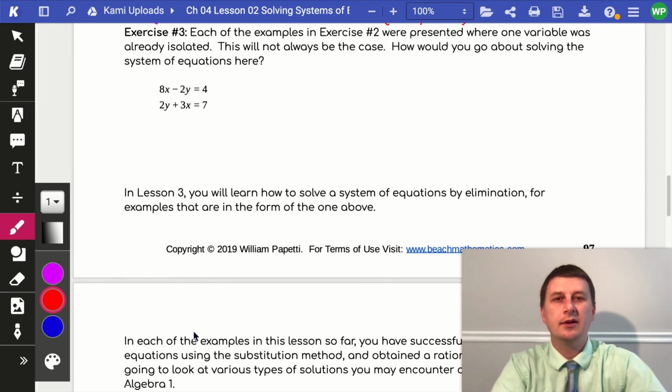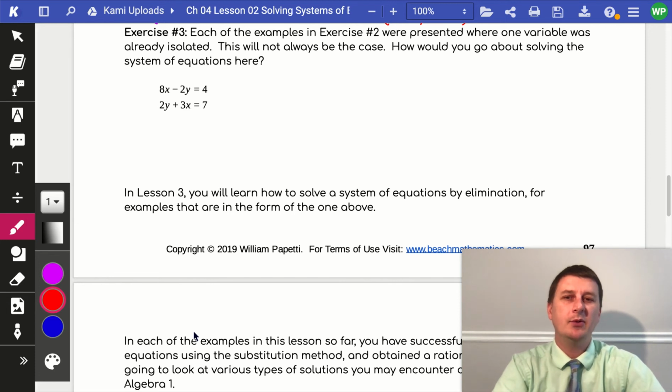So if you didn't go through each of those exercises, I suggest you go back to exercise number 2's video and take a look at those equations and that solution. It would be extremely helpful in looking at this exercise right here, because this will not always be the case. How would we go about solving this system of equations here?